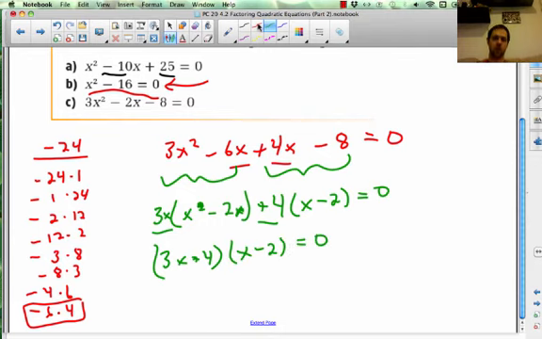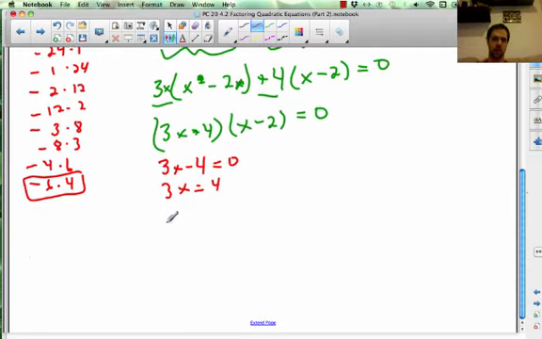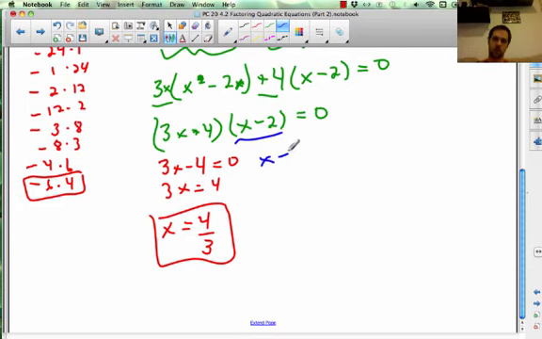Now we use our zero product property. So we set 3x minus 4 equal to 0. Add 4, so 3x equals 4. And then divide by 3, x equals 4/3. This is one of our roots. We also have a root from this term, so x minus 2 equals 0. Add 2 to both sides, and we get x equals 2.